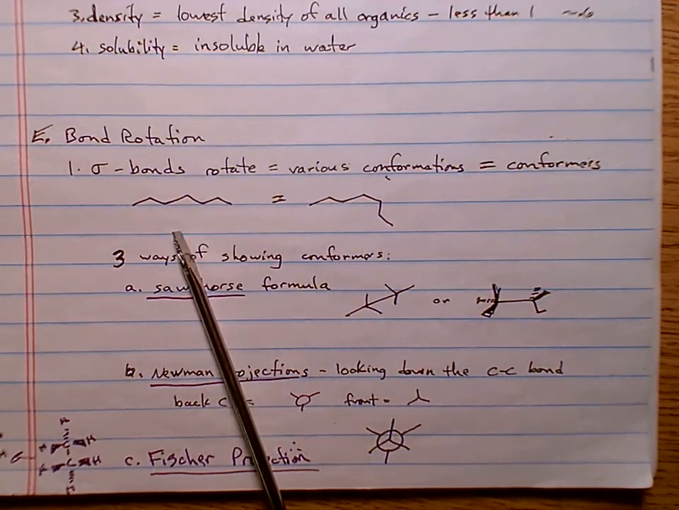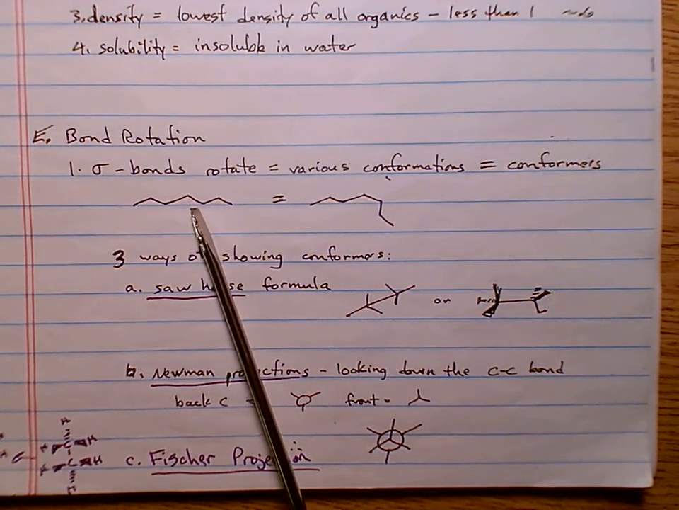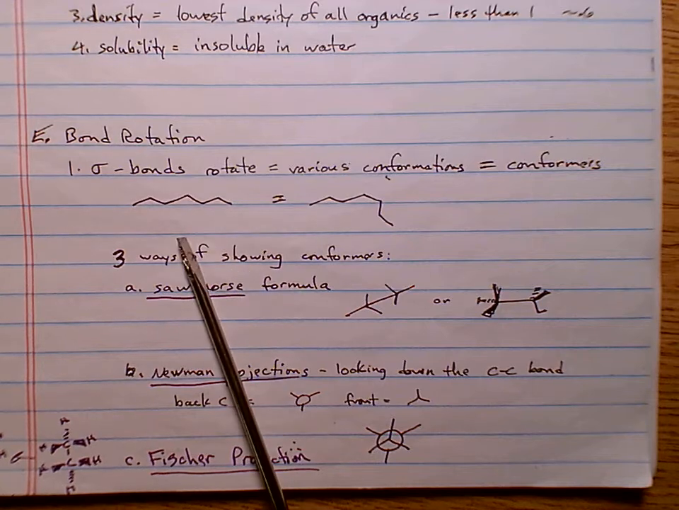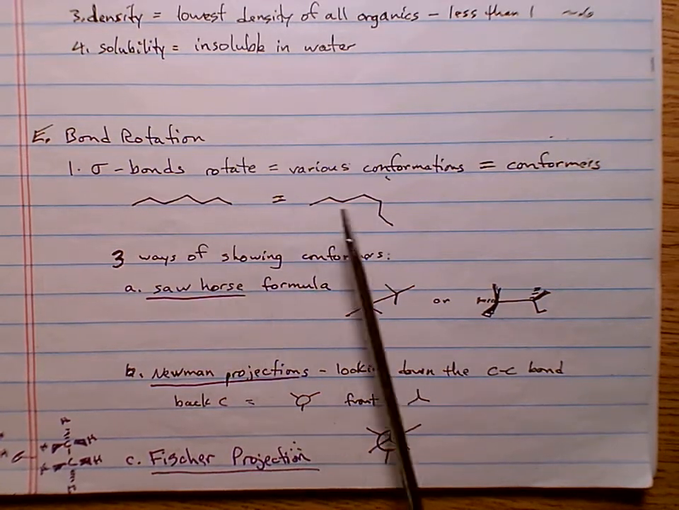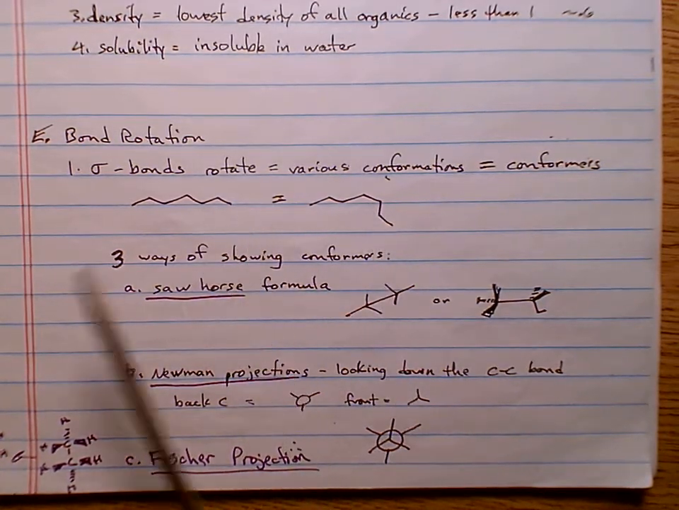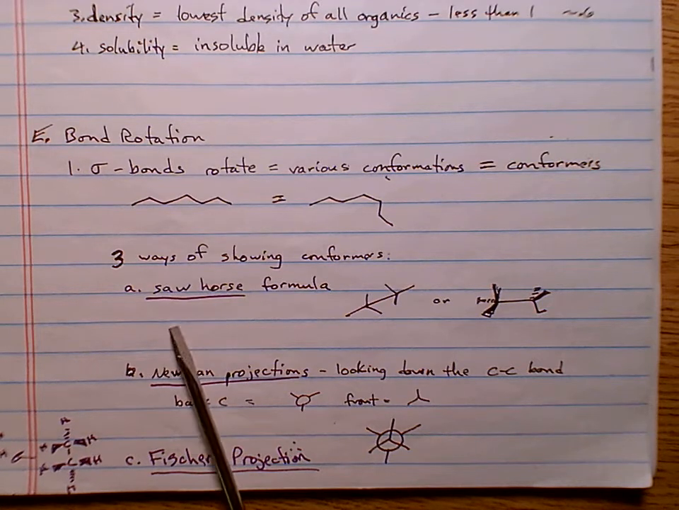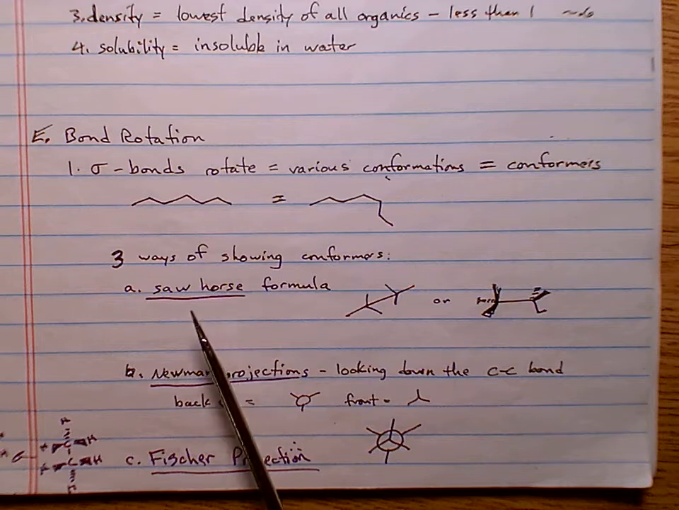These two molecules are the same because all I did was rotate this bond here to bring these two down. These two are the exact same molecule. They're just in a different conformation. Well, we need ways of drawing those conformations. The first way is what we're going to call the sawhorse formula.